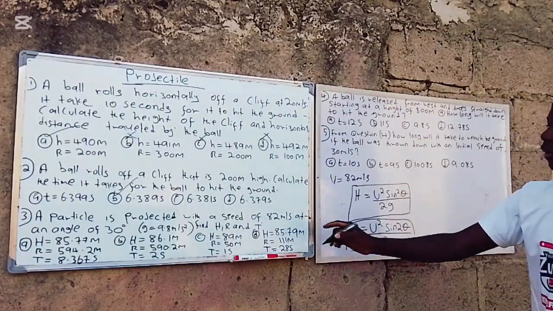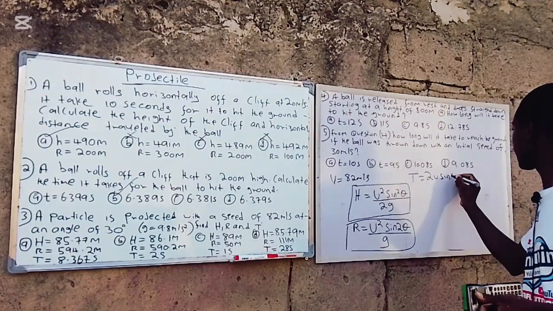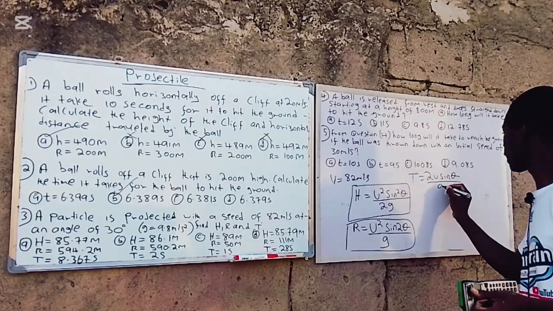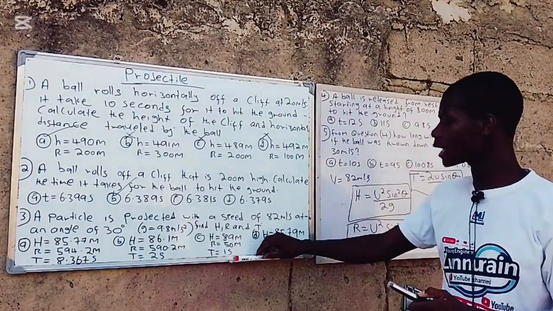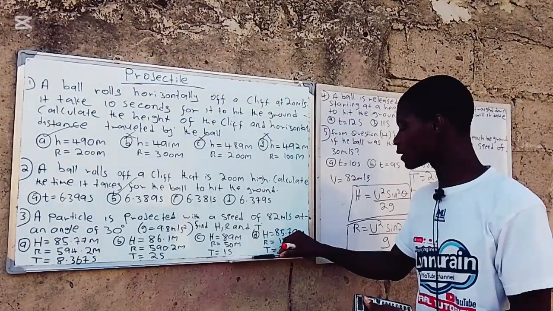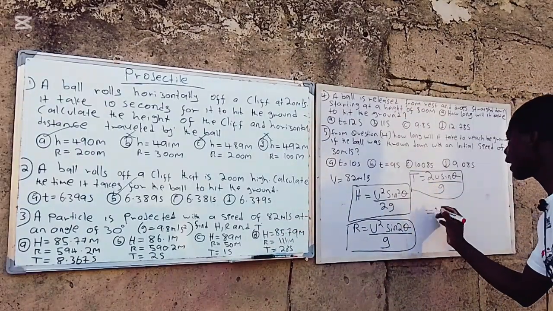So what is the formula of the time of flight, which is 2u sine theta over g? We are going to use these formulas to find the height, range, and time of flight. So let's find the height.